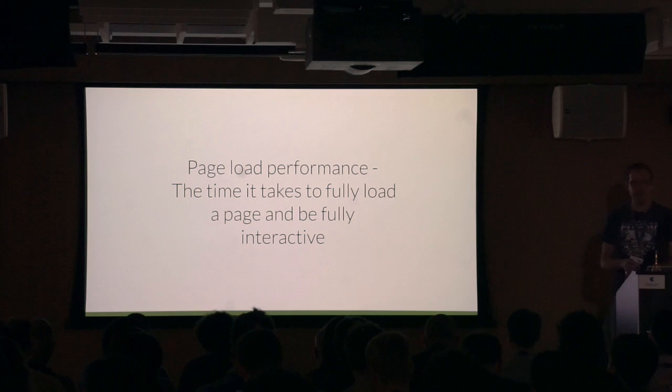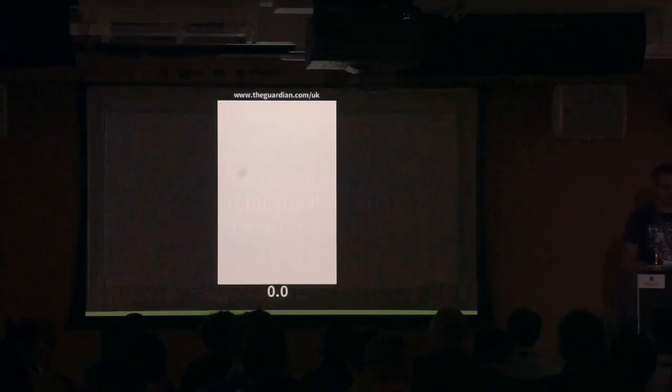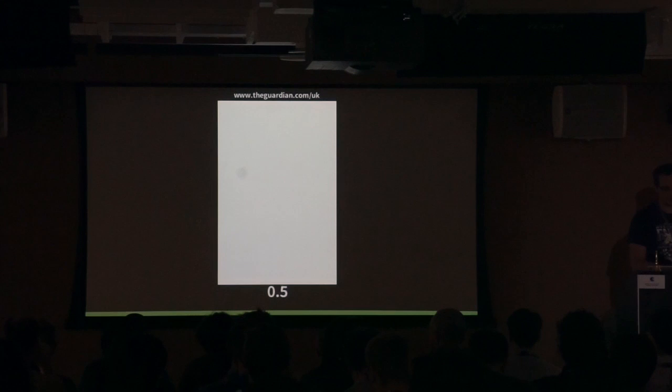And actually painting the page. And then we have perceived performance. So this is kind of in between the two. This is where the perception the user gets of the performance of the site, so when they feel that website is usable. So this is the Guardian website on a slow 3G connection.